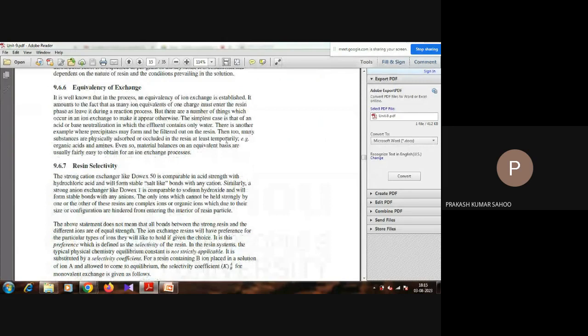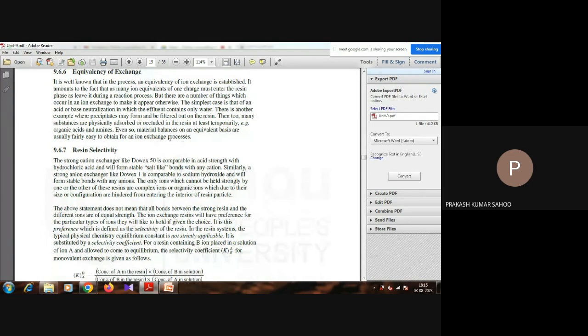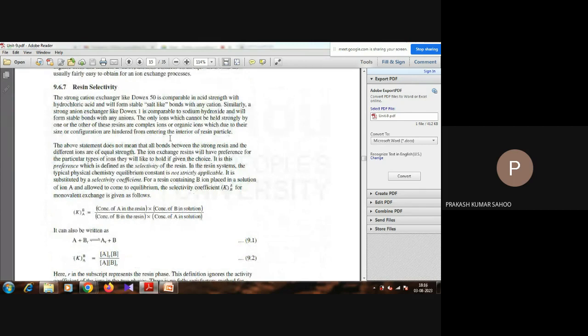Then equivalency of exchange. It is well known that in the process an equivalency of ion exchange is established. It amounts to the fact that as many ions equivalent to one charge must enter the resin phase as leave it during the reaction process. Then we have resin selectivity. Selection of resin for a particular ion exchange chromatography is an important step towards separation.